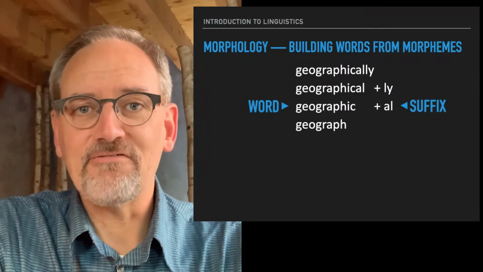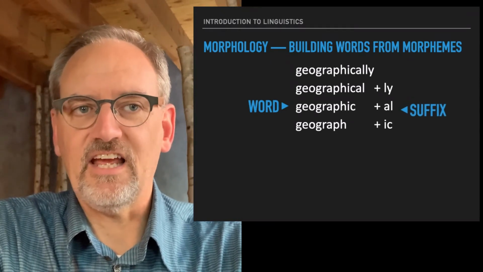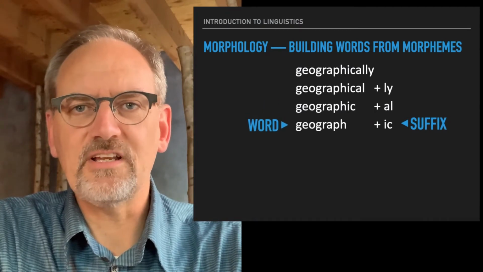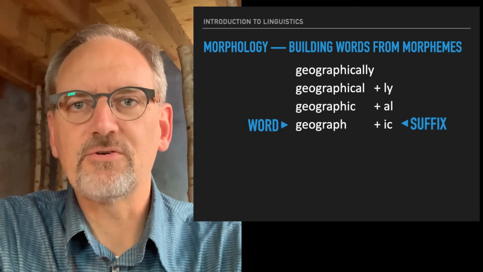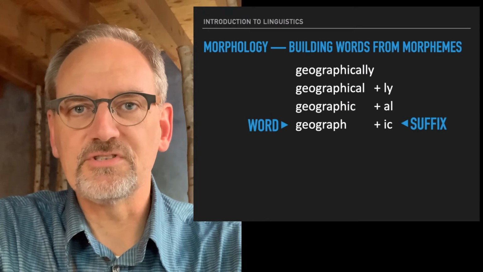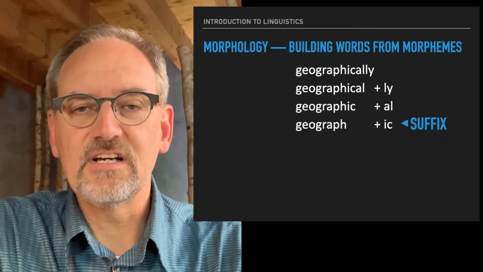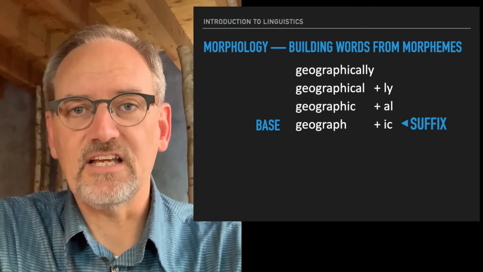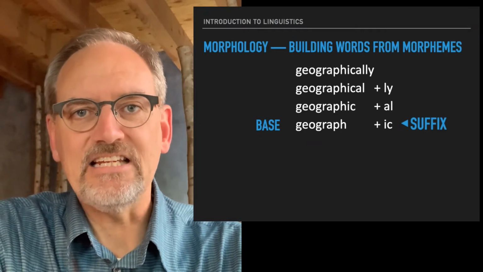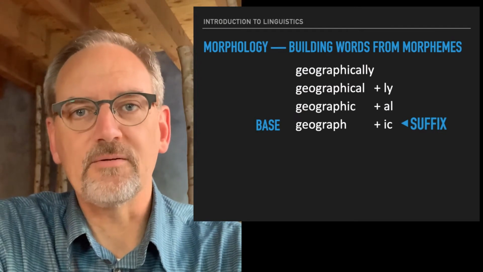Okay. Now, geographic can be reduced to geograph plus ic. Ic is a suffix, right? And geograph could be a word, but in fact, there is no word geograph. Geograph plus ic produces the word geographic, but geograph itself is not a word. Nevertheless, it is the base in this complex word. So we see that a base does not need to be a word by itself. Although it often is, it's not a requirement.